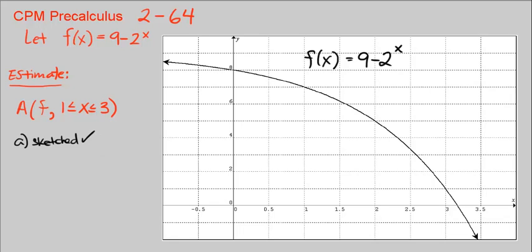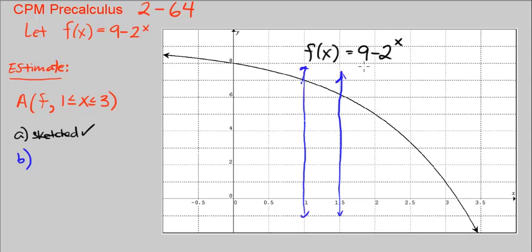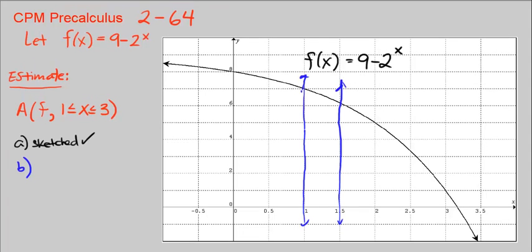Part B says to divide the region into subregions with vertical lines at x equals 1. So here's x equals 1, and I'm going to draw a vertical line here. There's my vertical line. At x equals 1.5, I'm going to put another vertical line here. Then x equals 2, 2.5, and 3. So I'm just going to draw vertical lines here, here, and here.